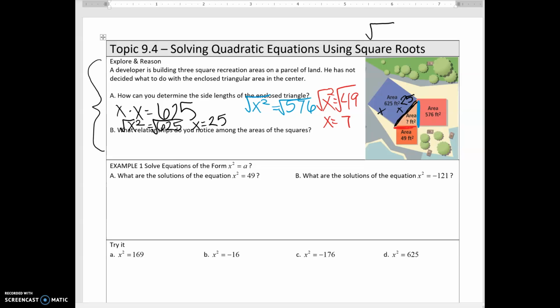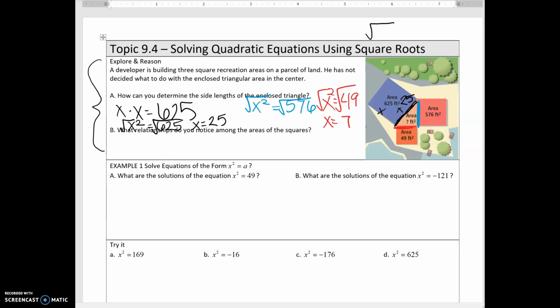Part B, whatever you found is fine. Maybe you found a pattern of something that we'll talk about later. Maybe you just talked about like this being the biggest side and these were smaller than that side. Whatever you found is perfect. So we're going to jump into some examples now.